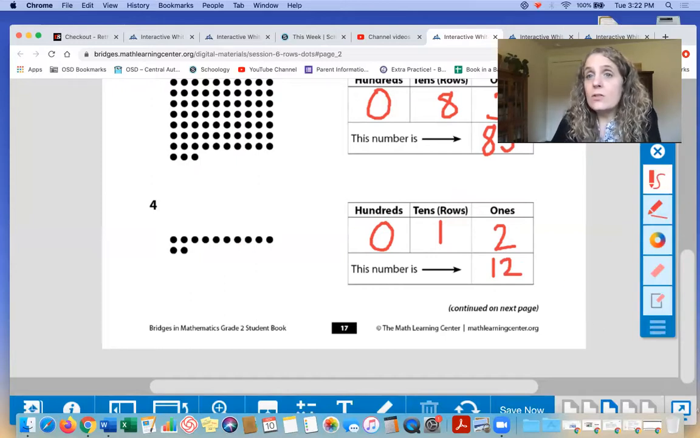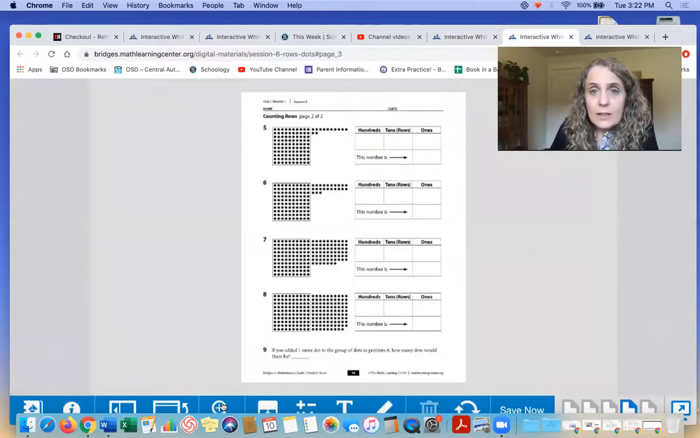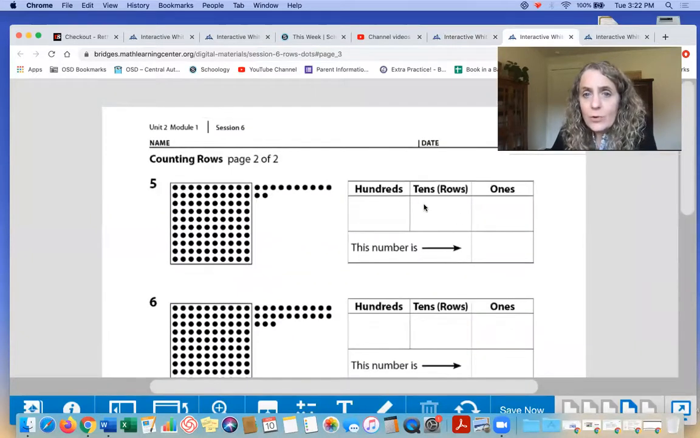Okay, let's do the next page. And remember, you correct, and you can go back in the video if I was going too fast. Go back and see if you did something wrong. Erase and fix it, okay? Okay, let's zoom in here. Okay, number 5. Ooh, now we have, look at that.